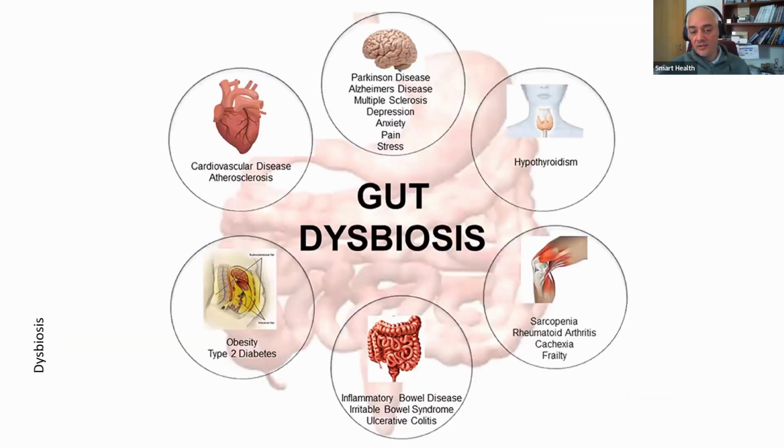Now, if we don't take care of these balances, both of lipids but also the balance of the microbiota in our large intestine, then we have gut dysbiosis, which we mentioned before, and it results in various pathogenesis: inflammatory bowel disease, irritable bowel syndrome, obesity, diabetes, cardiovascular disease, atherosclerosis, anxiety, depression, hypothyroidism, and also autoimmune disease.